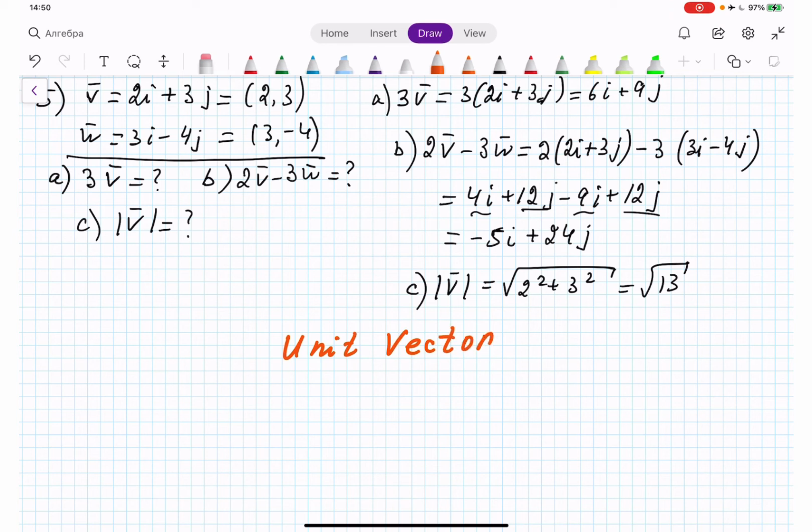Unit vector. Since you are learning vectors, that means you have already learned the unit circle. When we say the word unit, that means 1. Unit circle, the radius is 1. Unit vector, that means the vector's magnitude is equal to 1. Okay? So, let's see. Question number 1.